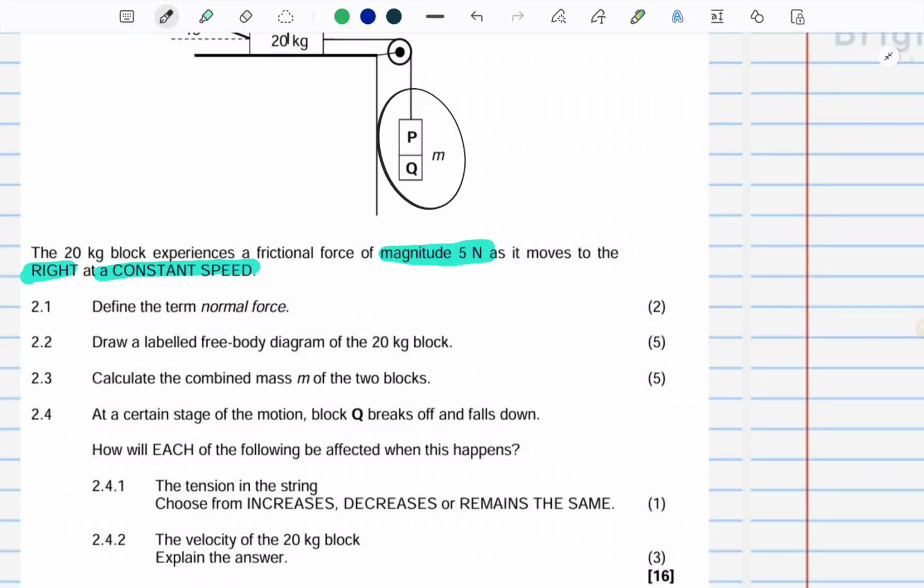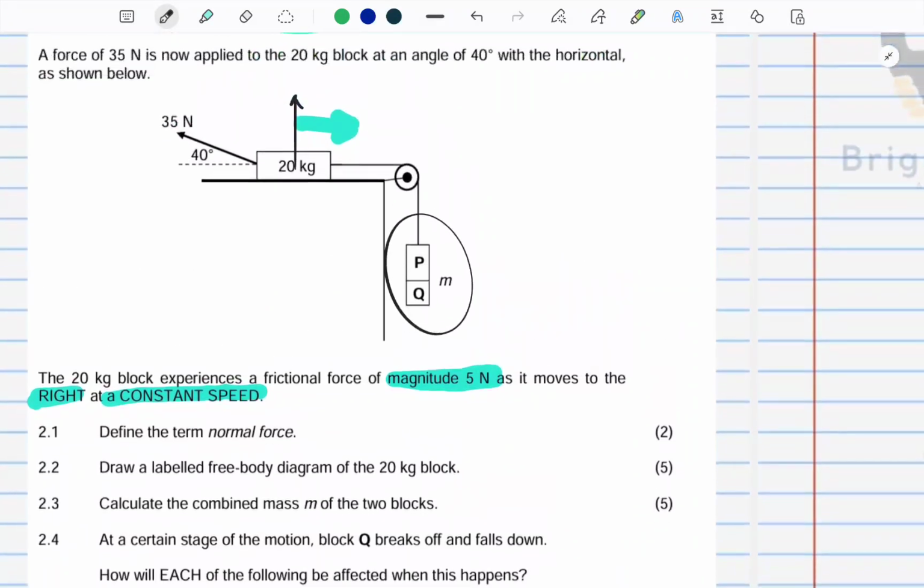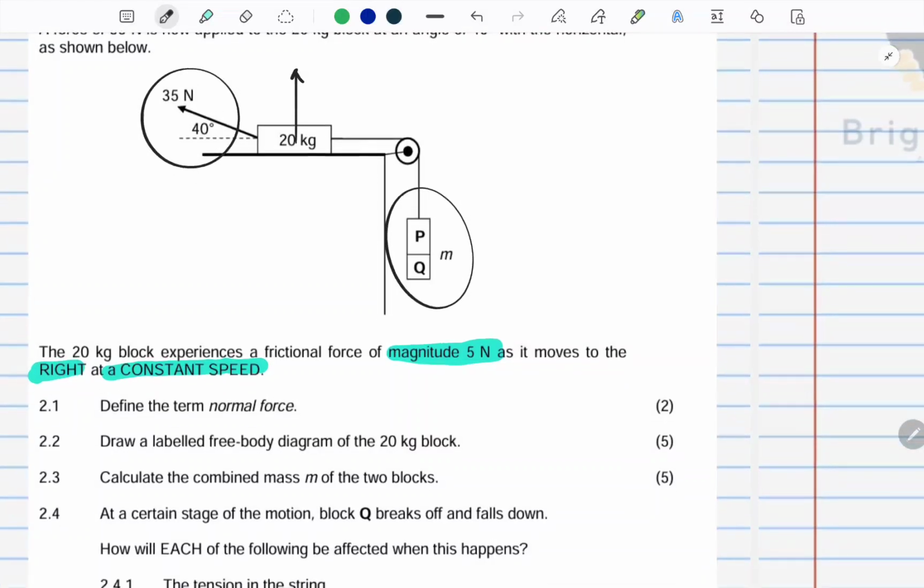Then 2.2 says draw a labeled free body diagram of the 20 kg block. We've already identified one force, and they've already given us a second force. If you look at the marks, we've got 5 marks, so we are looking for 5 forces. We've got 1, we've got 2, then 3 comes from our tension. They also stated that we have a frictional force, so that's the 4th. And lastly, you have your weight.